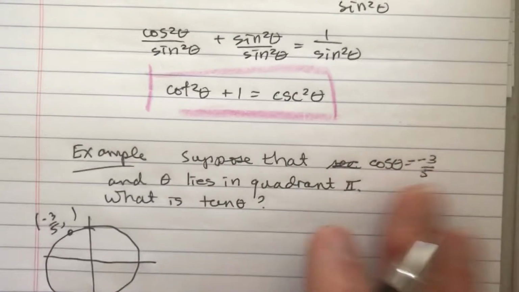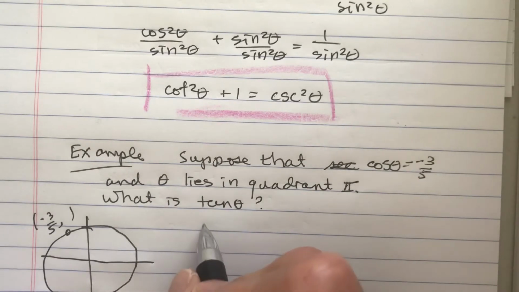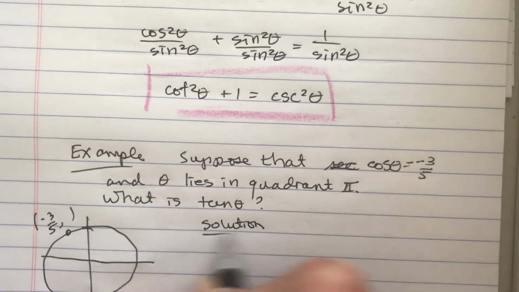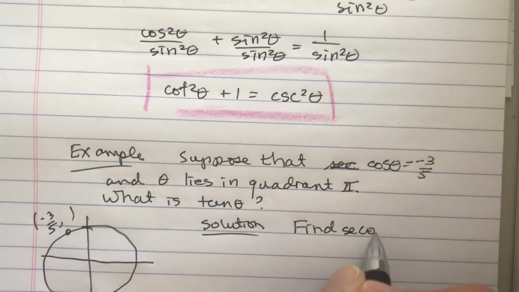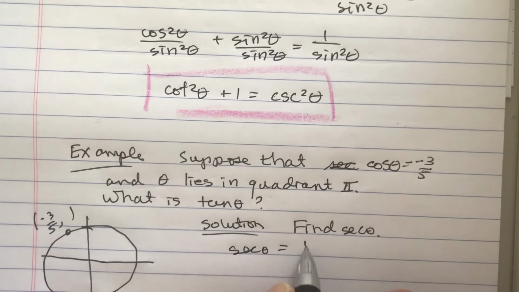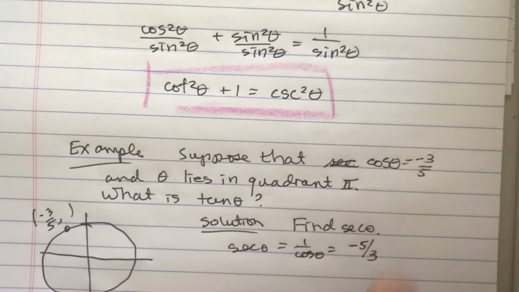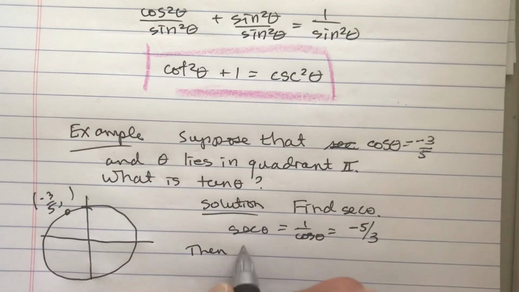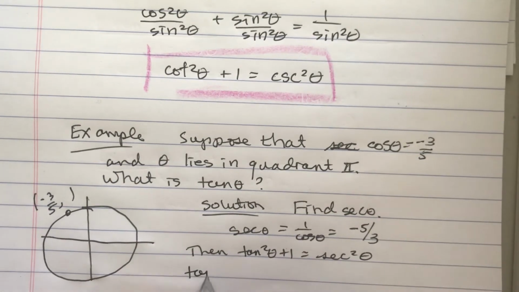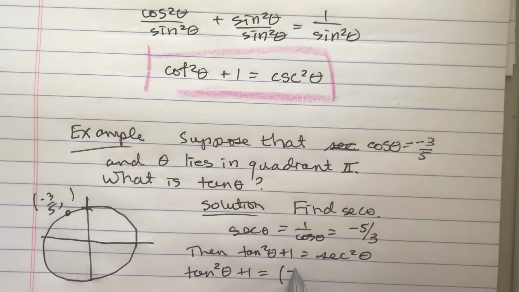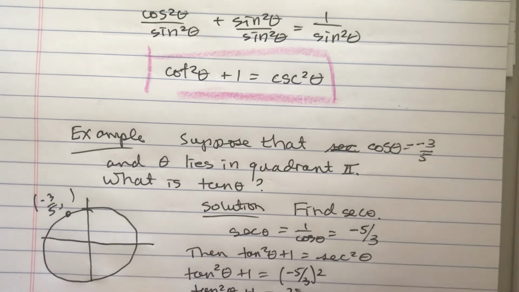And I can actually use any of those identities I want. If I have cosine, I could use sine, and once I get sine, I can find tangent. But there are two different ways. I'm going to first find secant theta. Secant theta equals 1 over cosine theta, the reciprocal of cosine, which is negative 5/3. Then tangent squared theta plus 1 is equal to secant squared theta. So tangent squared theta plus 1 is equal to negative 5/3 squared, which is 25 over 9.